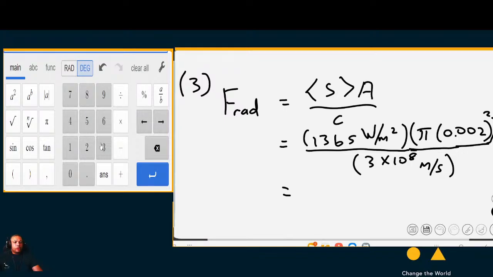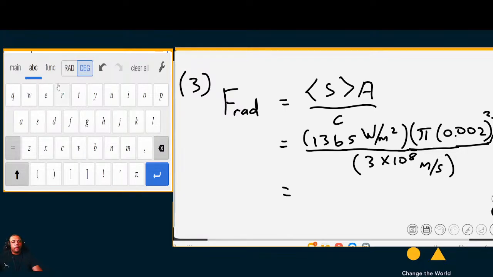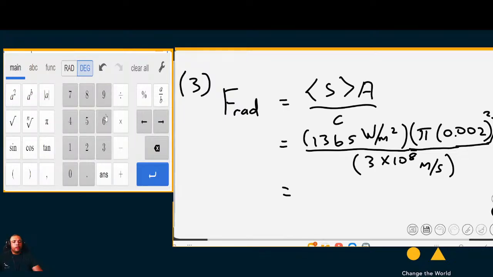Where is the exponent? Let me just see. Functions, e, pi, log, n. Keep forgetting. ABC, main. There should be an e here. Okay, 300 million. Yep, there it is. 3 times 10 to the 8.